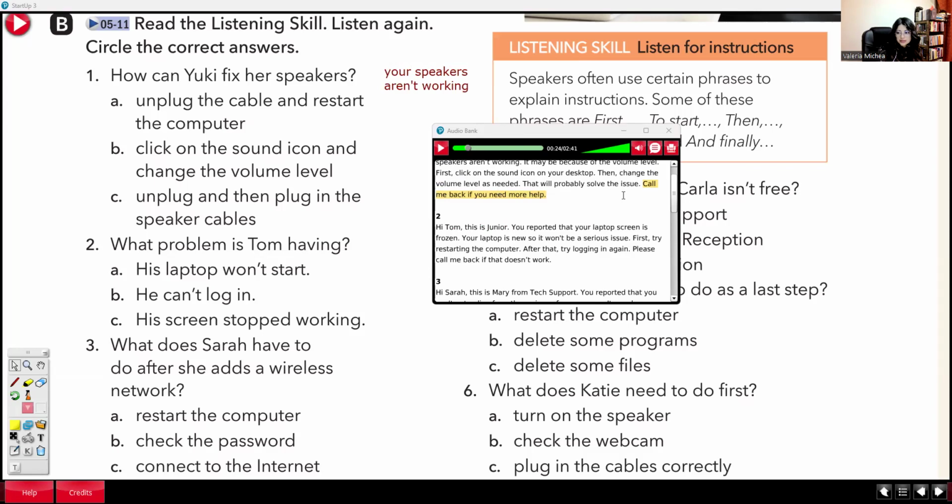Let's check your answers. Everybody voted B, and I like it because that's the correct one. So in this case, we're talking about this option. She has to click on the sound icon and change the volume level. That's a very basic solution. I don't think that we need tech support for that, but that's what we got. Let's go with the next one. Let me close this one and let's go.